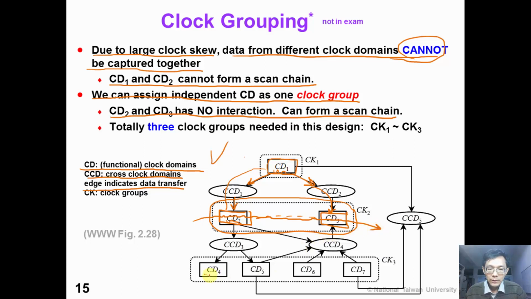Similarly, CD4, CD5, CD6, CD7, they belong to clock group number 3. We can insert scan chains that belong to these clock domains, but we cannot insert a scan chain that crosses different clock groups. If you want to know more details, please refer to the textbook about clock grouping.